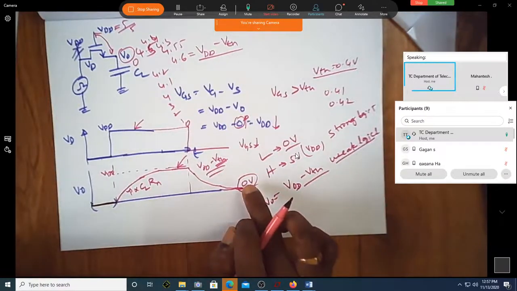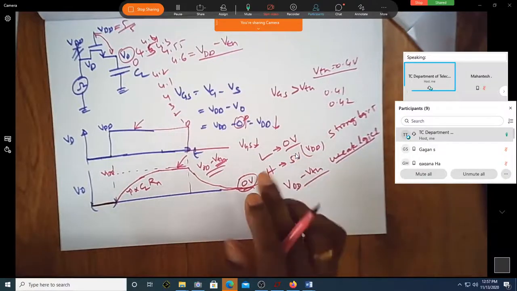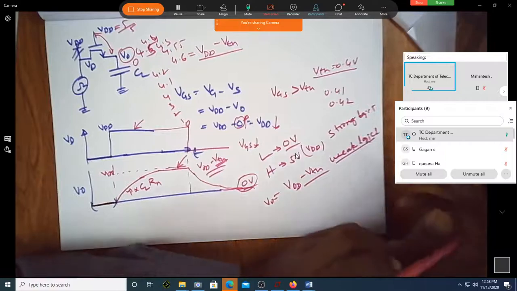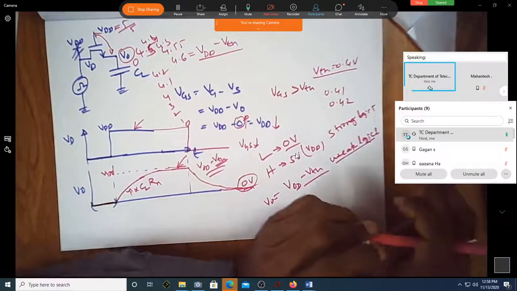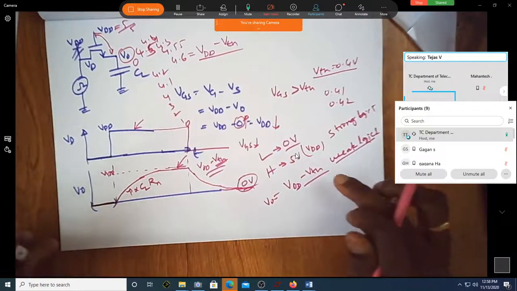Shall I say that as strong logic 0 or strong low? Here we had weak high. Why is it weak high? Why is it called weak high? Output is lesser than threshold value. Why is it strong low?